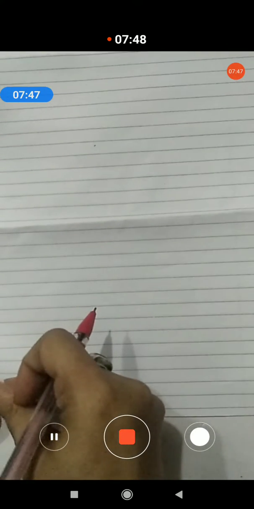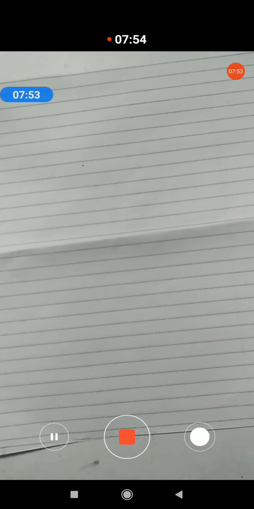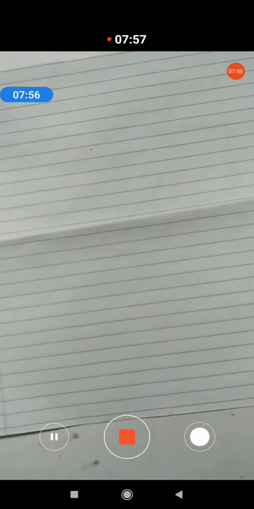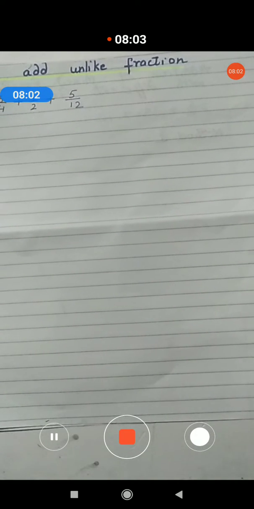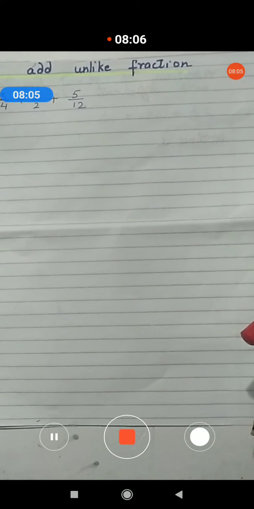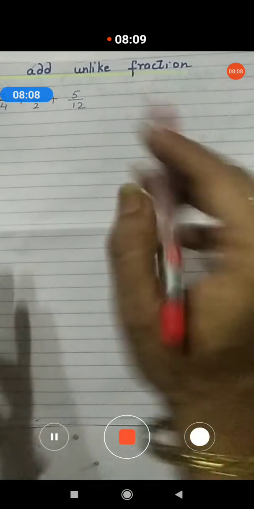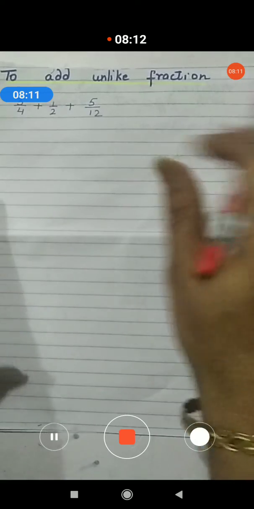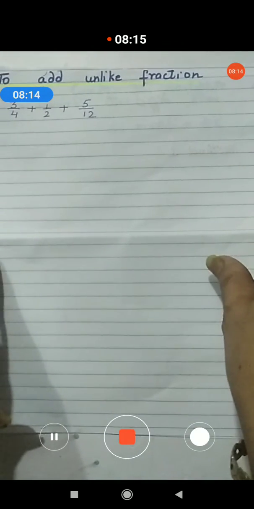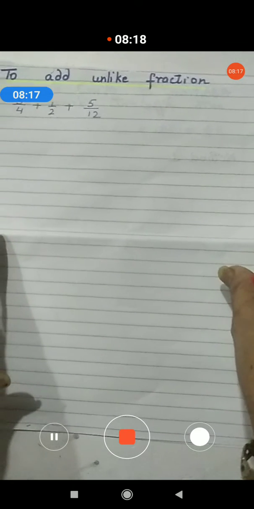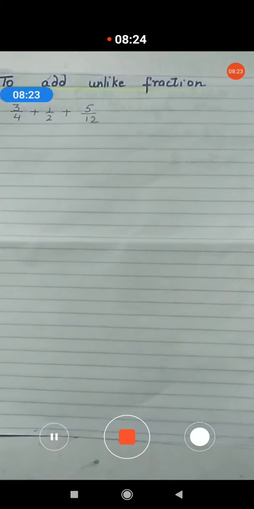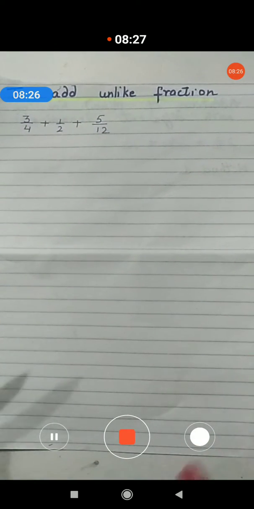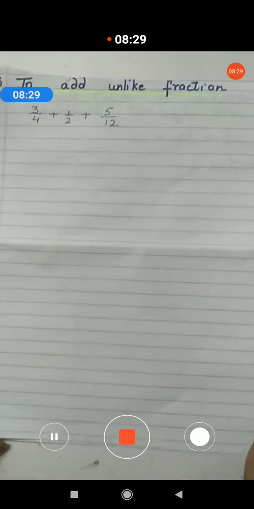Now let's do addition of unlike fractions. We have learned how to add like fractions. Now let's see how we are going to add unlike fractions. Is that clear? Now this is the sum: 3 upon 4, 1 upon 2 plus 5 upon 12.